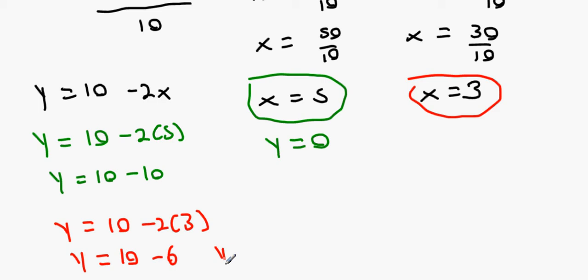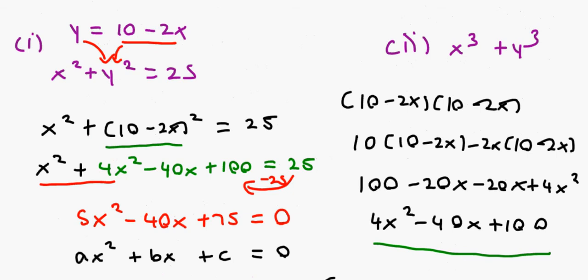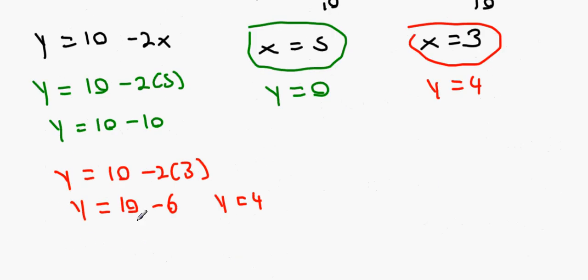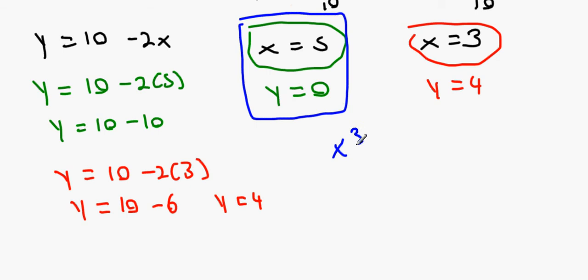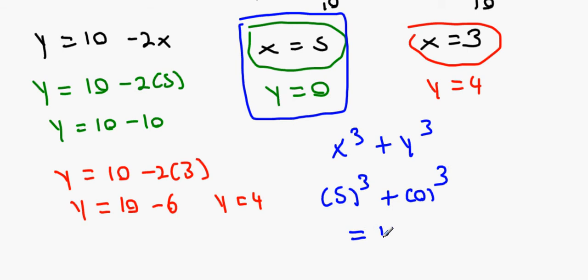And y equals 4. Now this brings us to part 2 of the question, where we're asked to find two possible values of x cubed plus y cubed. So we're first going to test these two values. It's going to be x cubed plus y cubed, which is 5 to the power 3 plus 0 to the power 3. And this answer is going to be 125.